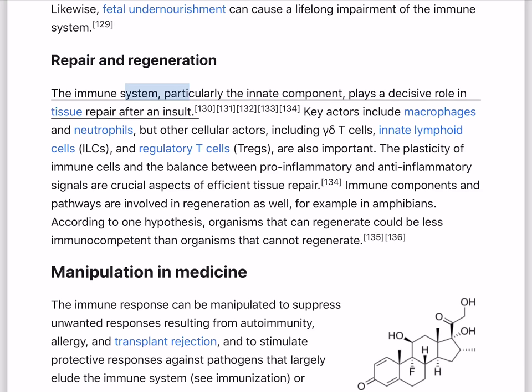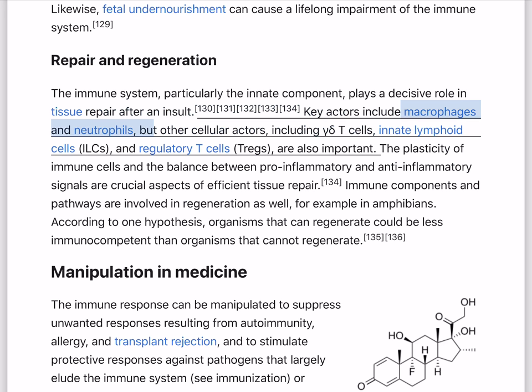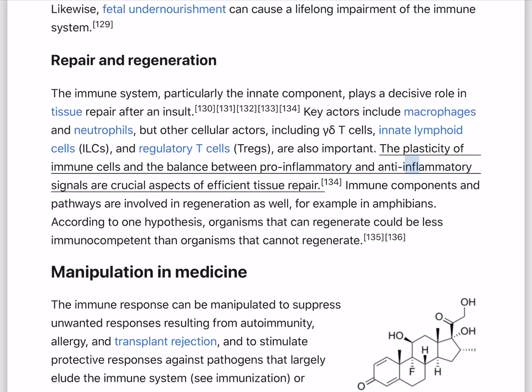Repair and regeneration. The immune system, particularly the innate component, plays a decisive role in tissue repair after an insult. Key actors include macrophages and neutrophils, but other cellular actors, including gamma delta T cells, innate lymphoid cells, ILCs, and regulatory T cells, TREGs, are also important. The plasticity of immune cells and the balance between pro-inflammatory and anti-inflammatory signals are crucial aspects of efficient tissue repair.